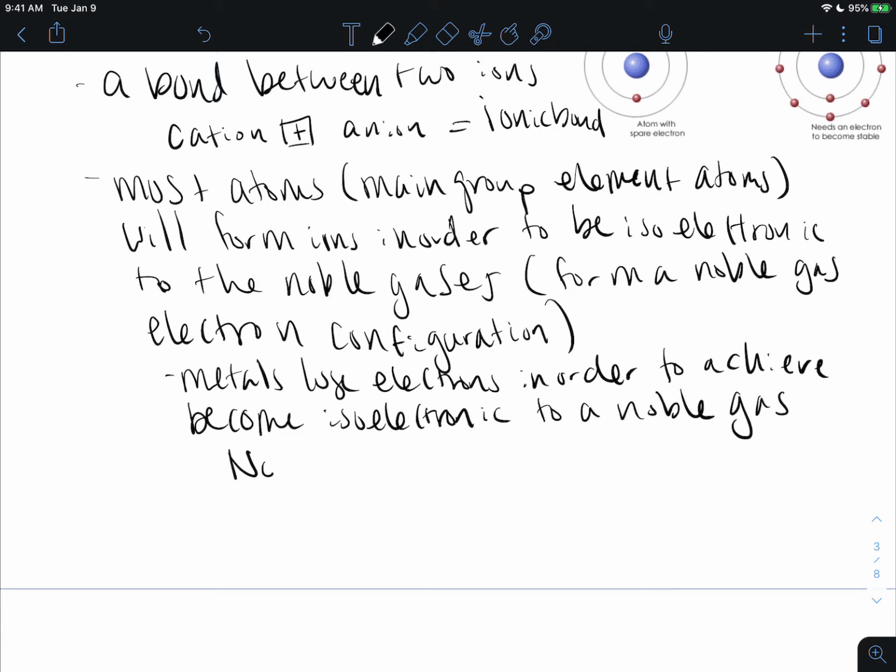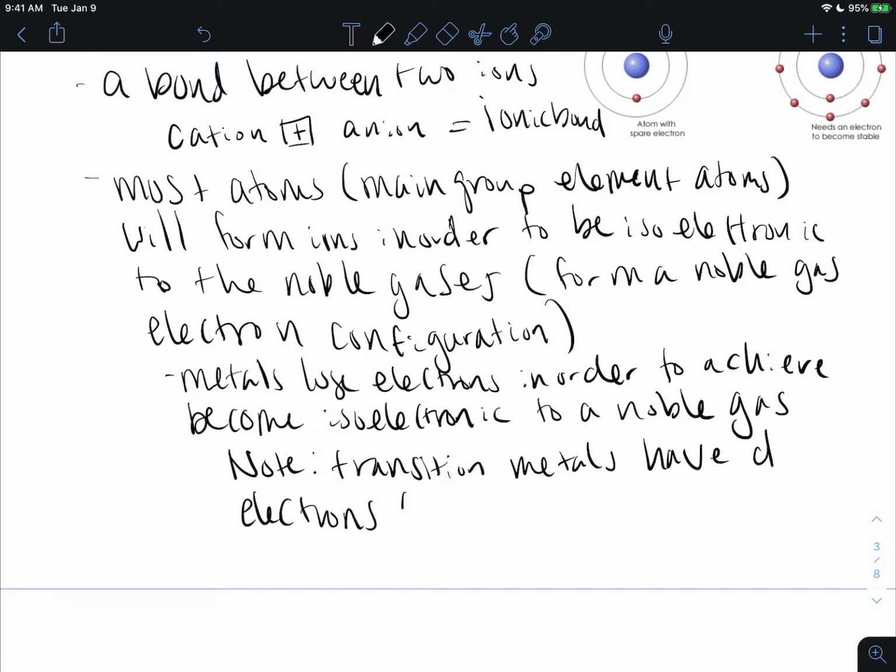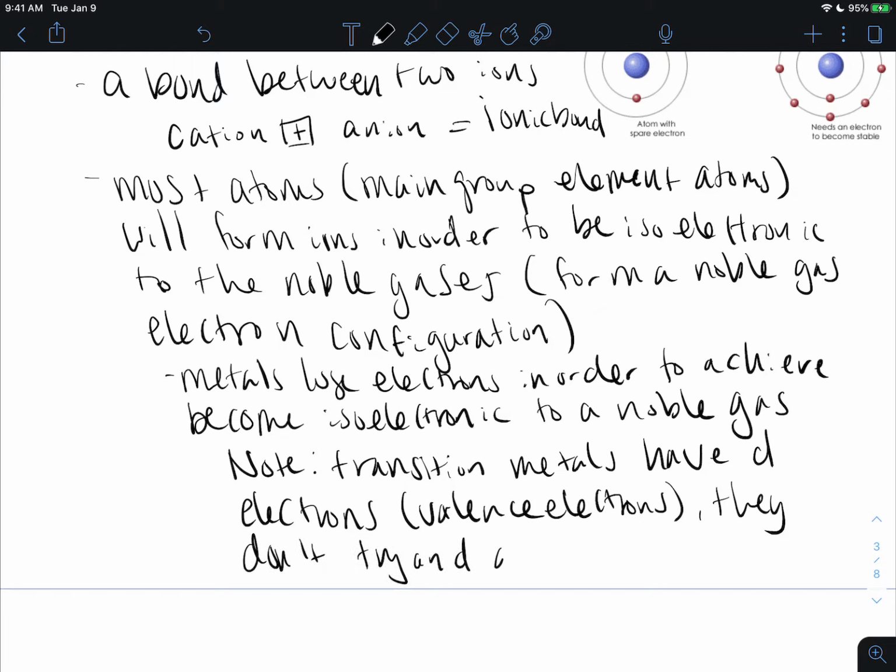As a note, our transition metals have d electrons, so they're not going to follow this trend. Those d electrons are valence electrons in the case of a transition metal, unlike any of our other main group elements. So they don't try and achieve a noble gas configuration.